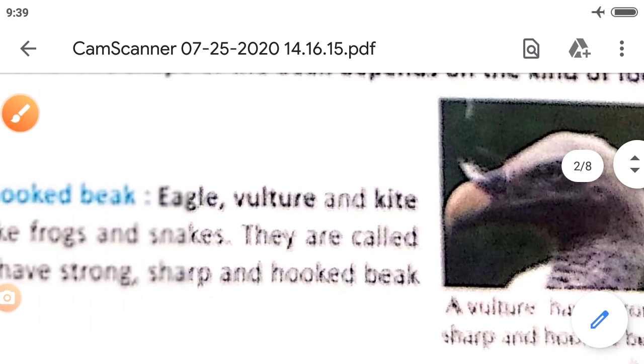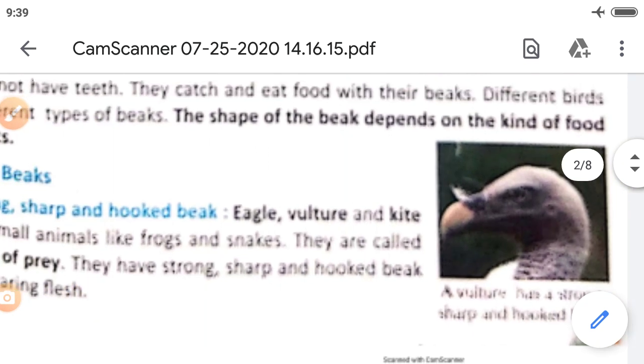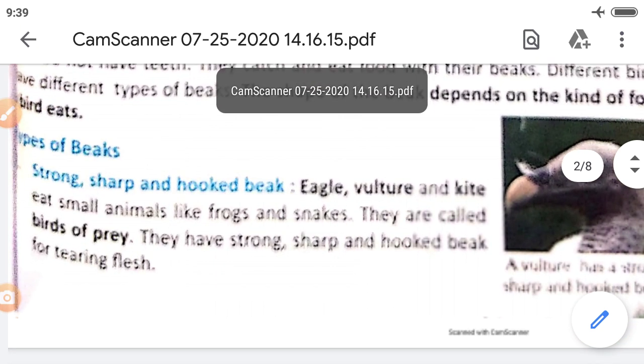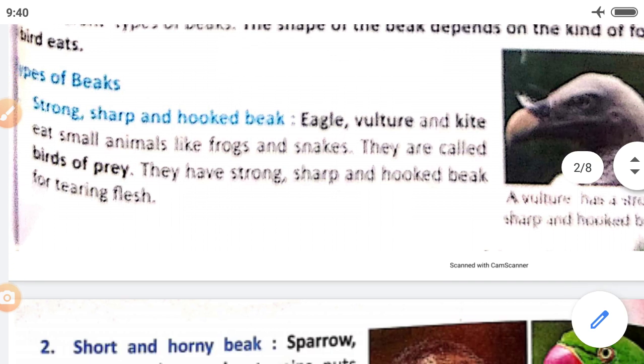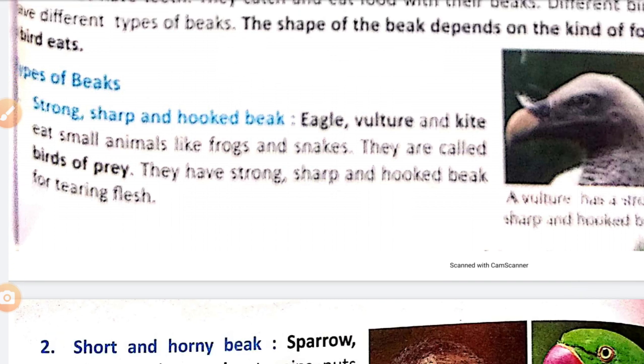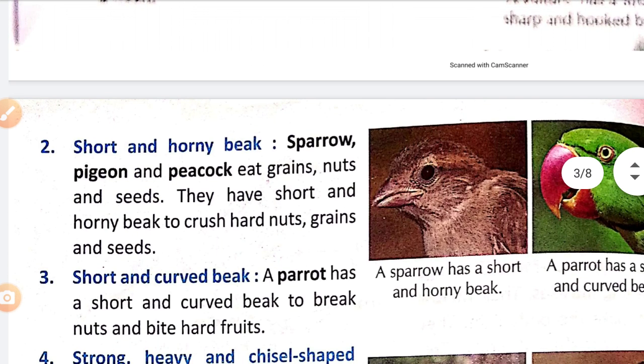You can observe it. Why does it have this structure? Because they are birds of prey. They catch small animals, tear their flesh and eat those animals. So they have a strong, sharp and hooked beak.